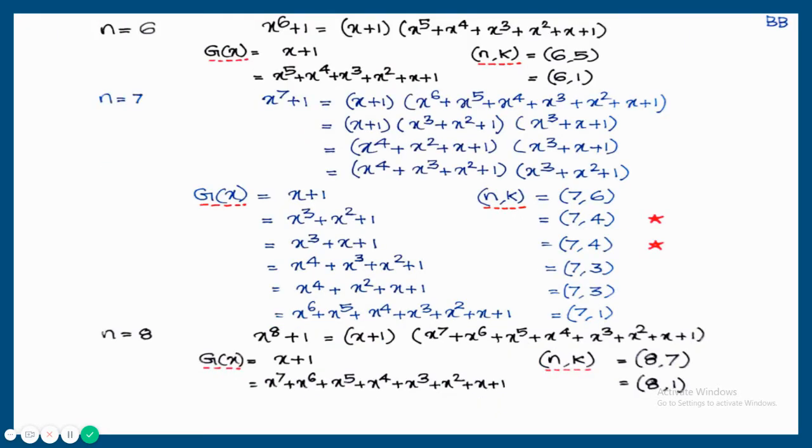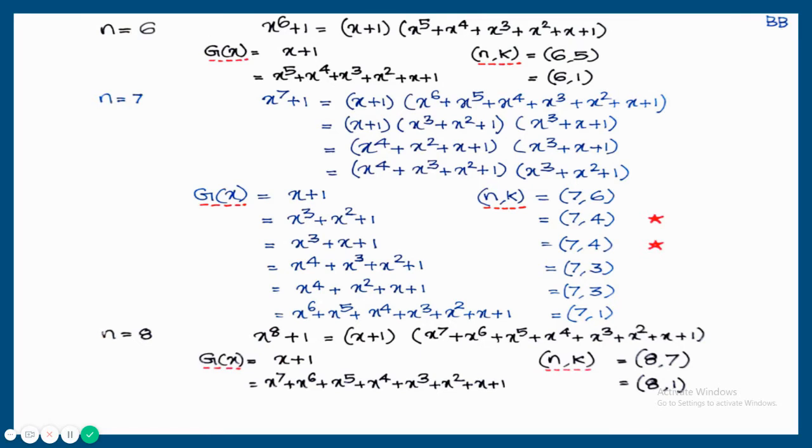Next, n is equal to 6. Factorization result is x plus 1 into x raised to 5 plus x raised to 4 plus x cube plus x square plus x plus 1. Again, two cyclic codes, 6, 5, that is just even parity check bit code. And the other one will be 6, 1. So 1 will be transmitted with 6 ones and 0 will be transmitted with 6 zeros.